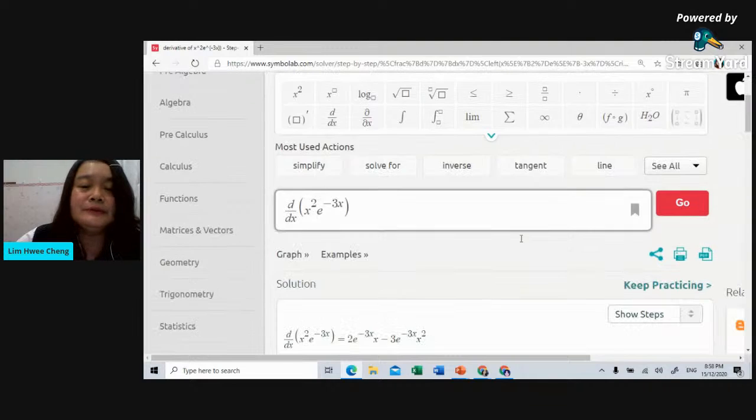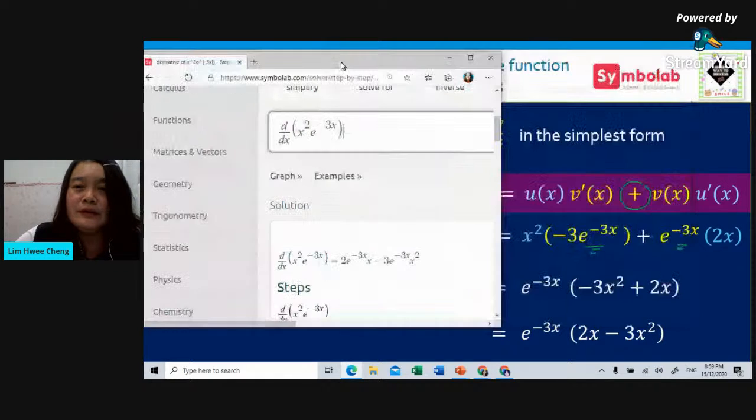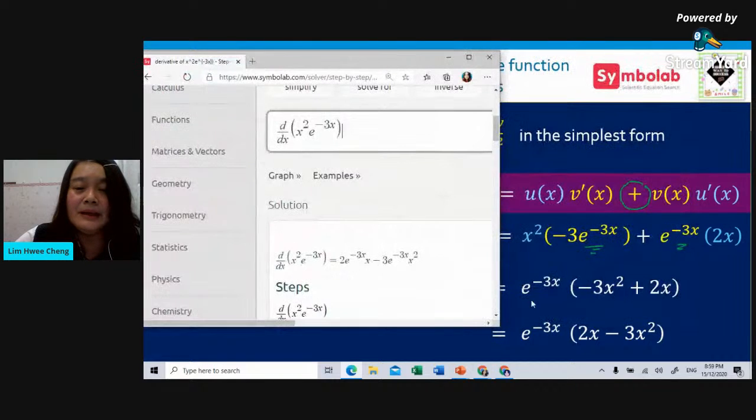Okay, so you may check. The calculator, the symbolic, gives you the answer that is not in the simplest form. So you have the e to the power of minus 3x. You just make the comparison with the function that you get, and it will give you this. So you just simply factorize. You are going to get, your answer is correct. You see? So your answer is correct.